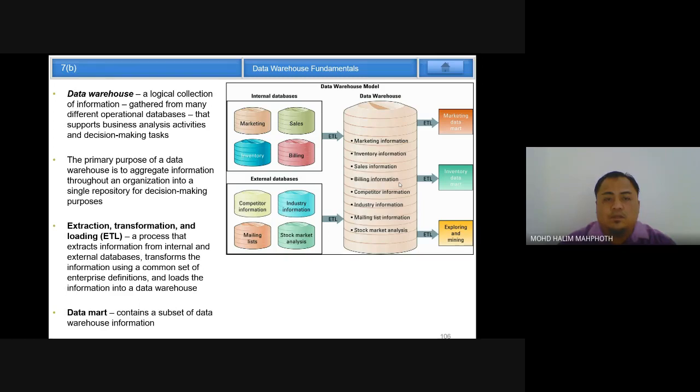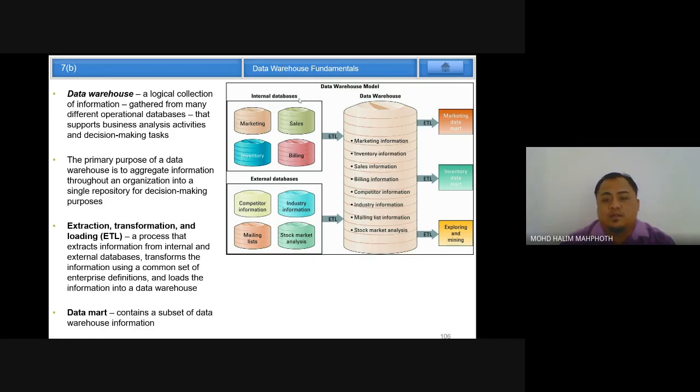What is actually a data warehouse? A logical collection of information gathered from many different operational databases. It means under one data warehouse, we have a number of databases. From this illustration, it shows that it gathers two kinds of databases, internal and external databases.